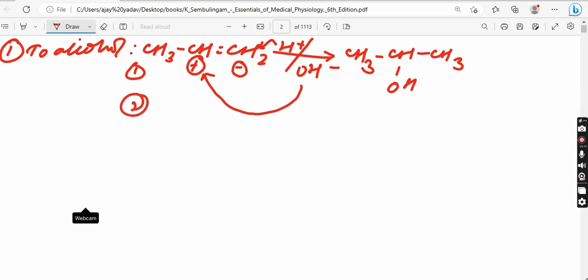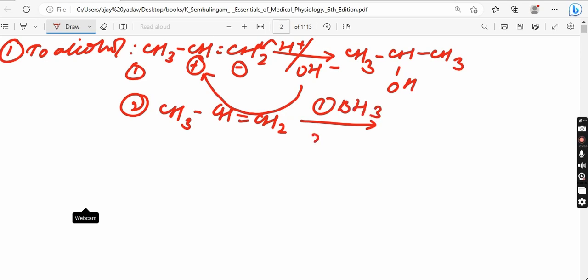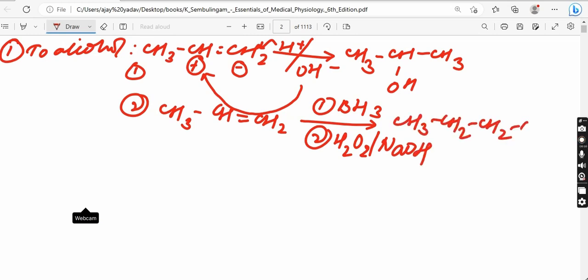Hydroboration reaction. What is hydroboration reaction? Look, suppose this is CH3 CH double bond CH2 and you are reacting this, first step with BH3, and secondly you are reacting with H2O2 in the presence of NaOH, right? So this will give you CH3 CH2 CH2OH. This is your primary alcohol, right?